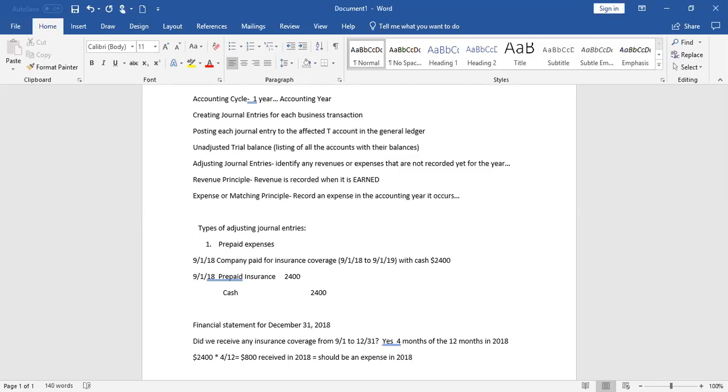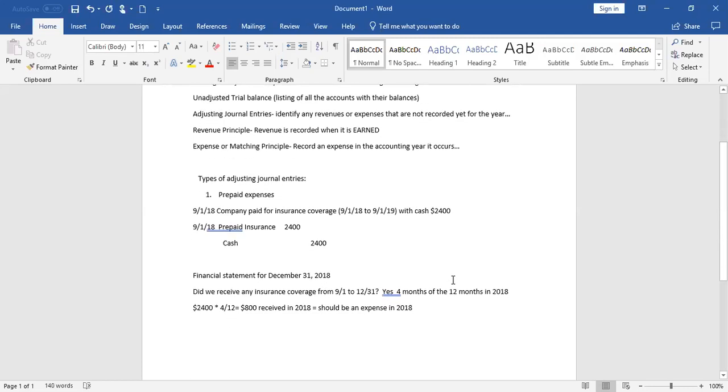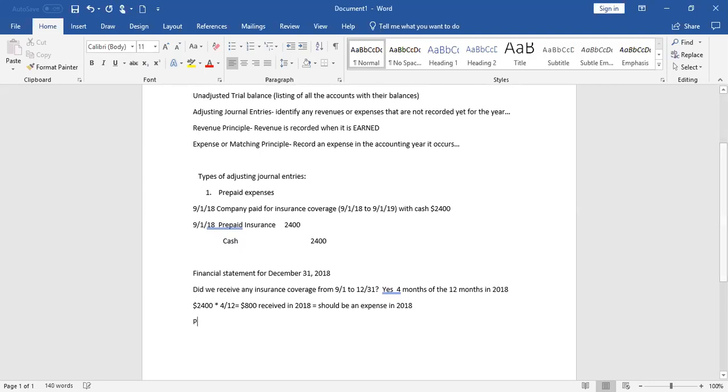We say here, and you'll see in your book, your author will say something like, prepaid insurance expired in 2018, $800. So they'll come out and tell you, of the amount you prepaid, here's how much was used up in this year. Okay, so you may not have to do the computation I showed you. I just want to give you the understanding behind what they're figuring out.